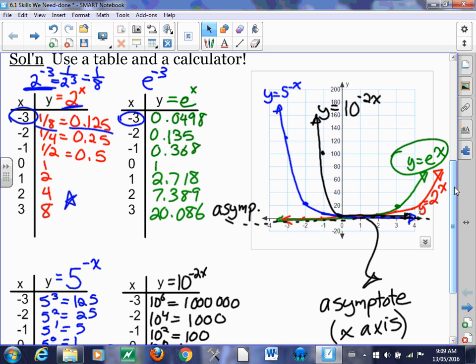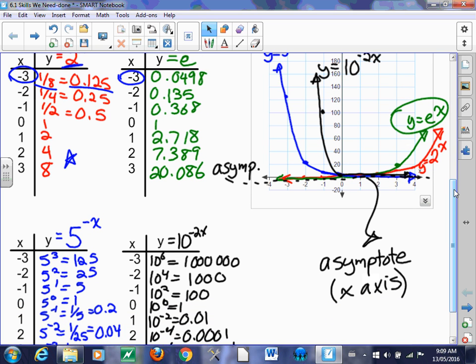Now let's take a look at what's happening here. Okay, so now we've got a little bit of some complication. Normally I say if the base is between 0 and 1, then we have a decay. But now we're dealing with negative exponents. So when you have a negative exponent, you have to graph it to see what happens.